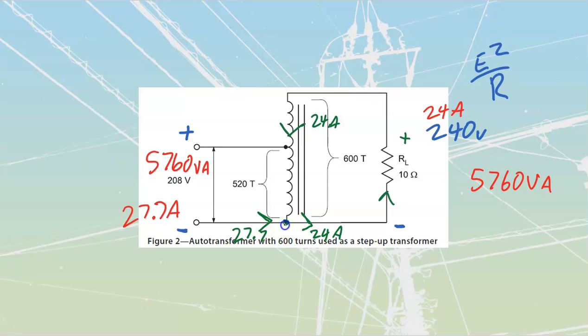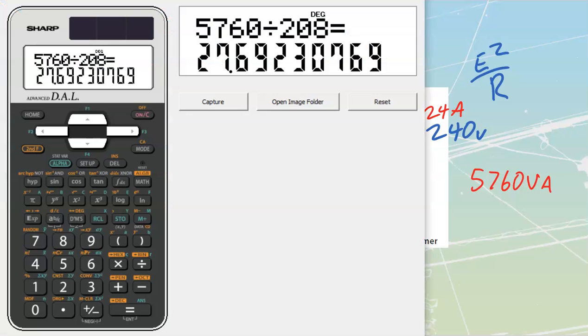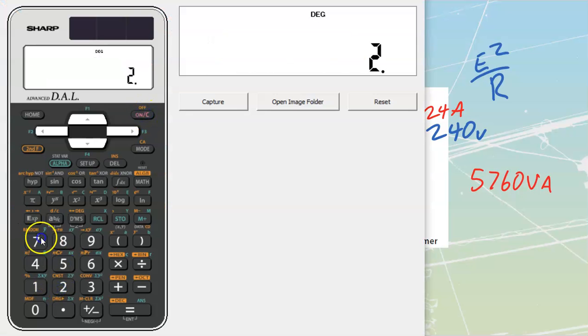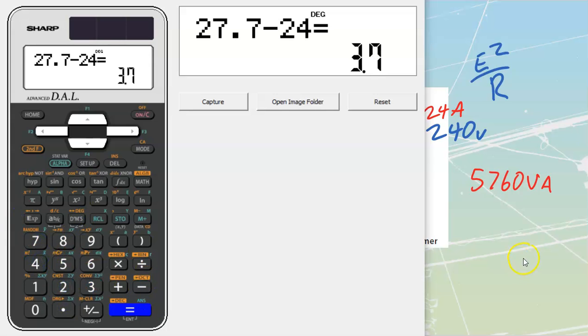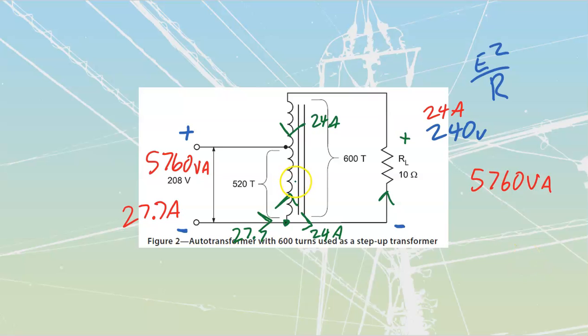I see that it hits this little junction over here, and once it hits that junction, some of it comes out over here, 24. The rest of it is obviously going to have to go out over here. You can do the 27.7 minus 24, which spits out a value of 3.7. So I'm going to have 3.7 amps that is going to travel up and through here. That 3.7 amps enters into that node with this 24 and comes back out as 27.7 over there.